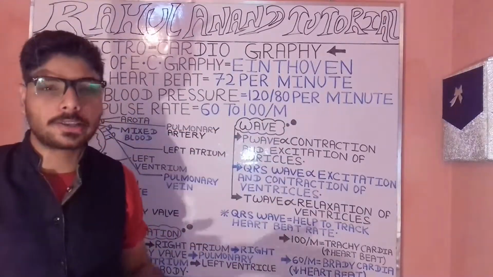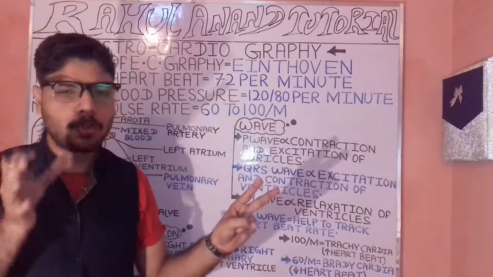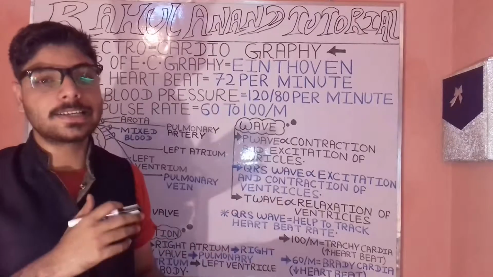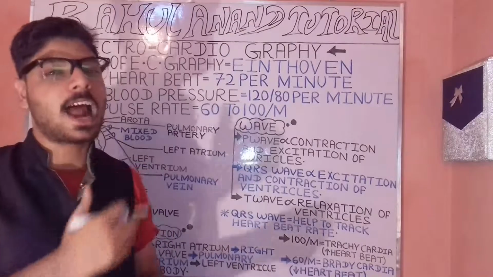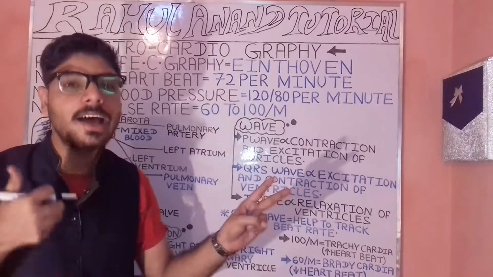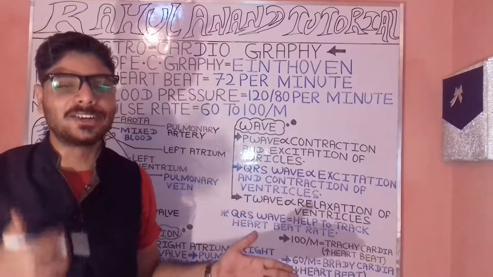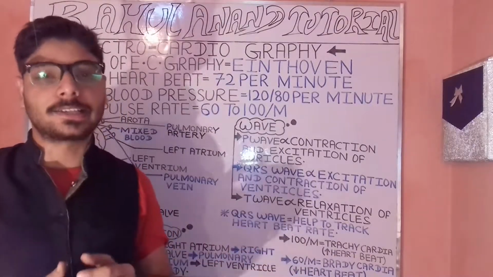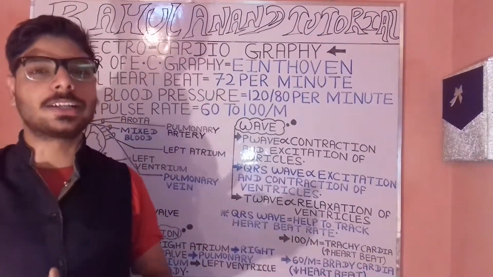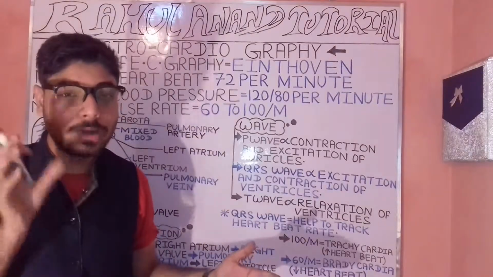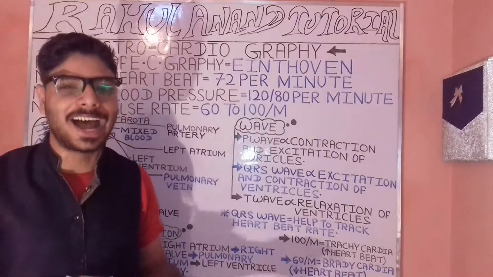Now, the 120 upon 80 is known as the normal blood pressure, but pressure is often divided and demonstrated under two broad categories. These are the systolic pressure and the diastolic pressure. The systolic pressure is 120, and the diastolic pressure is 80 mm Hg, where Hg is mercury.